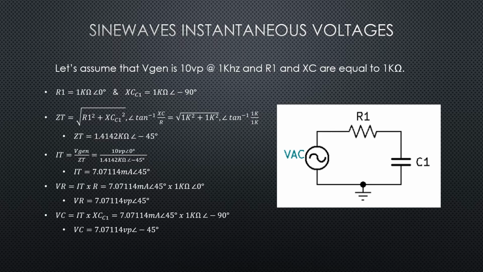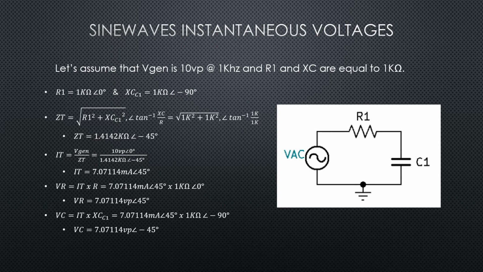Now that we've got ZT, we can find IT, and our generator is our reference, so we're going to set that equal to 0 degrees. Divide that by our ZT, Vgen divided by ZT gives us an IT of 7.07114 milliamps at an angle of 45 degrees. Now we can find VR and VC by multiplying current times resistance.